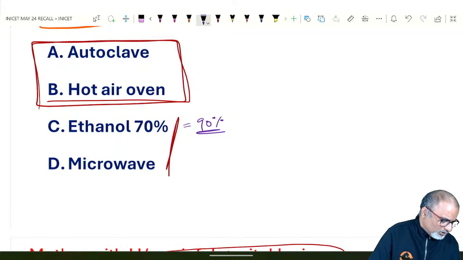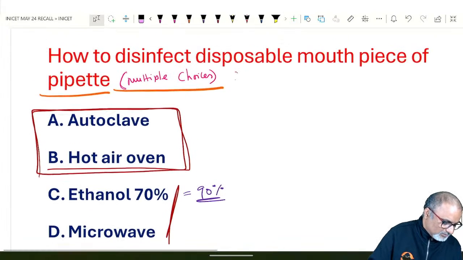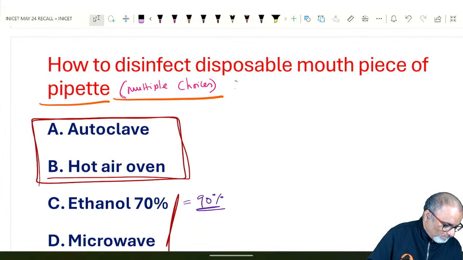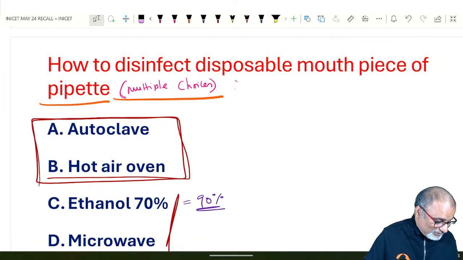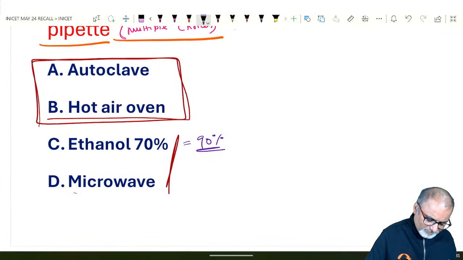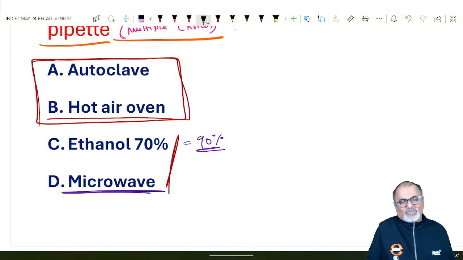So no option with both autoclave and hot air oven. Plastic not mentioned, Lively says. Some people say plastic mentioned, some people say plastic not mentioned. I am not aware of that. Okay. Microwave we are not using. Routine sterilization procedure we are not using microwave. We are using hot air oven, autoclave, those kind of things. We are not using microwave routinely. Multiple options.